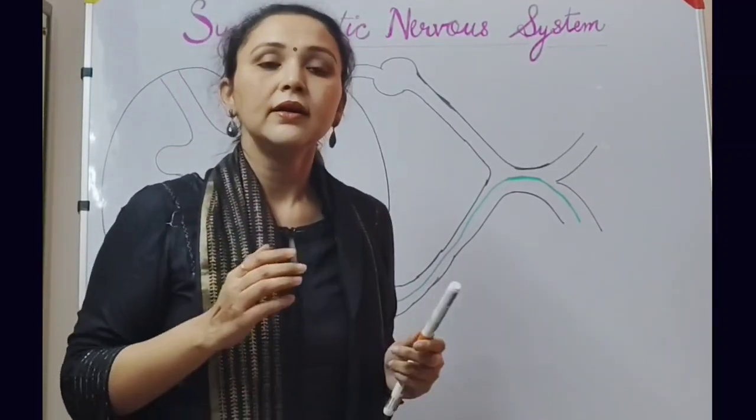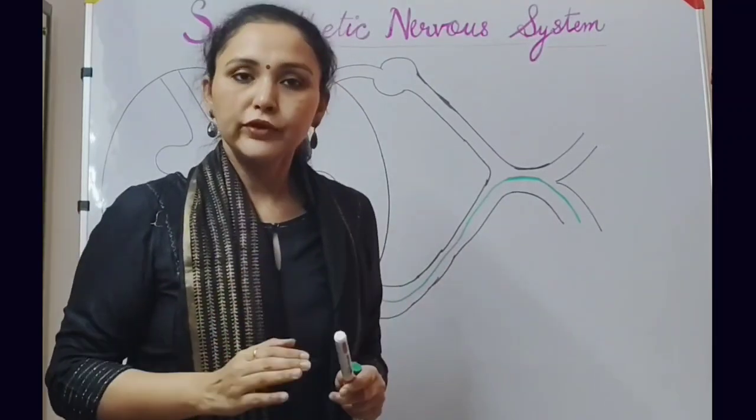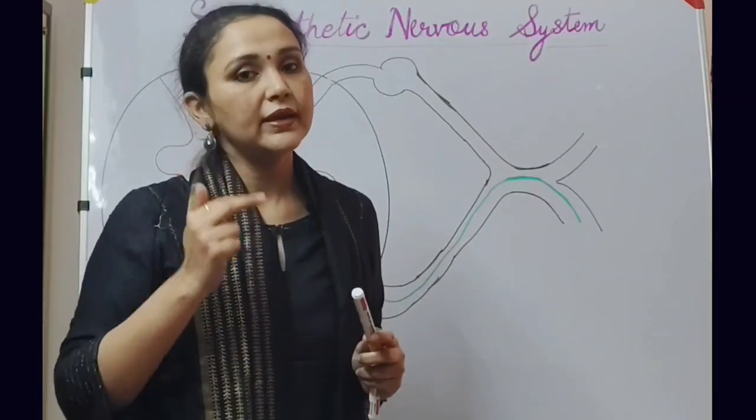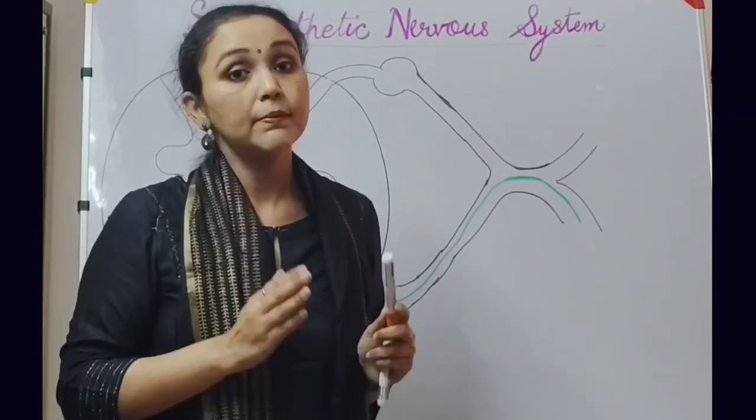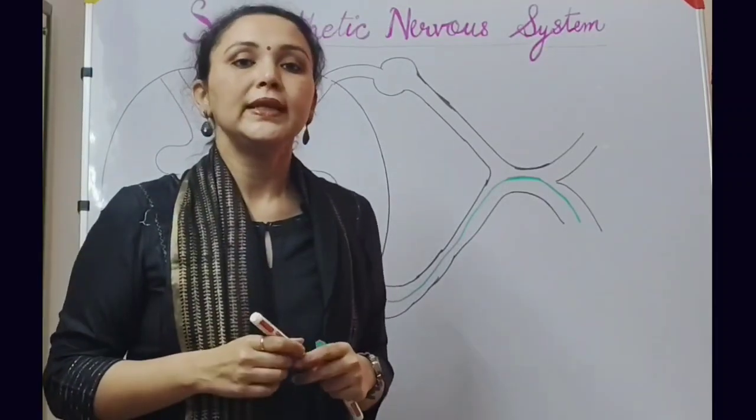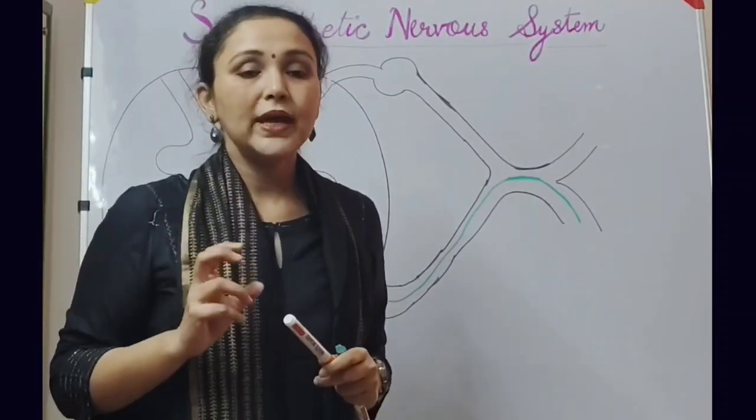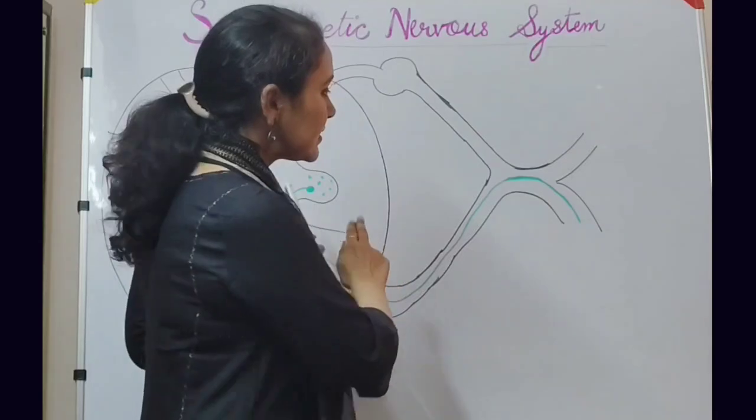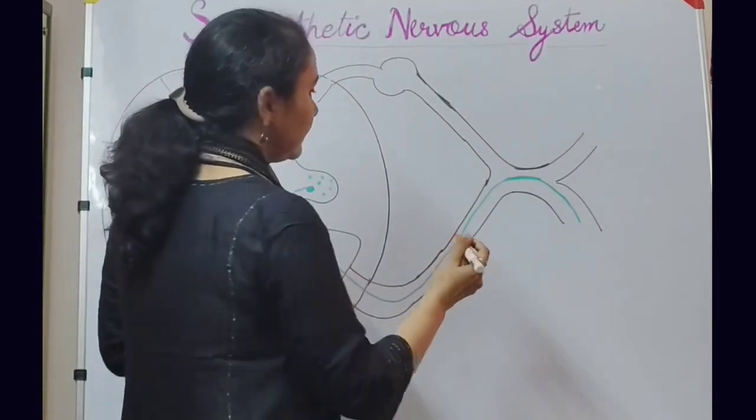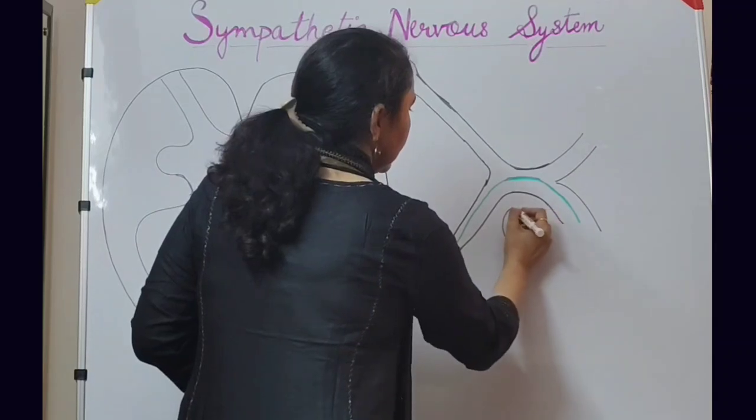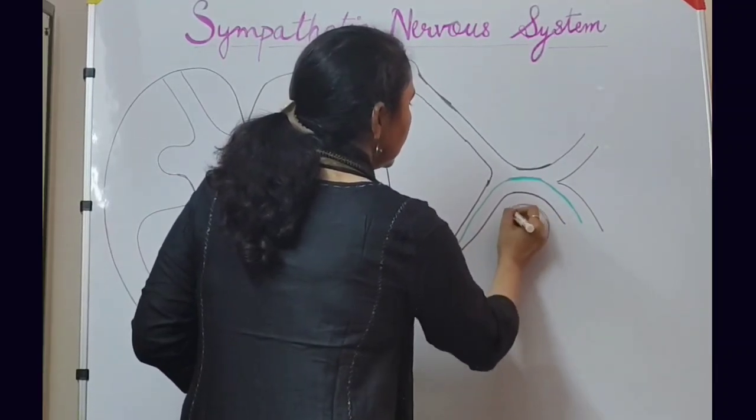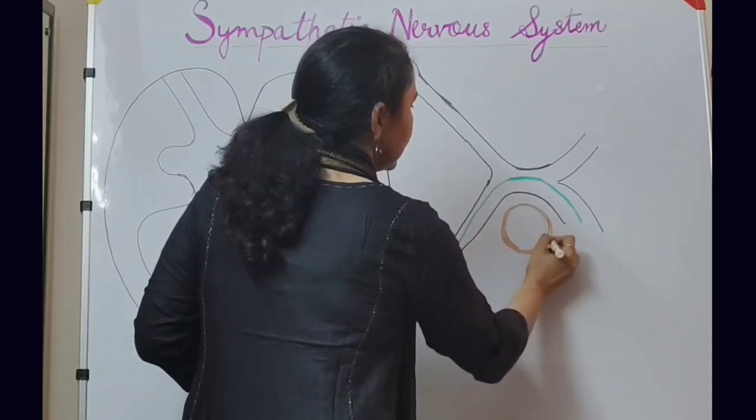Basically, what is a ganglion? It is a collection of neurons outside the central nervous system. So we have many neurons in the brain and the spinal cord, that is the central nervous system. But if we have collections of neurons outside the brain and spinal cord, we name them ganglia. So we have sympathetic ganglia. As this is exiting out, close to it there is the sympathetic ganglion. We are showing it with an orange color. These are just to make the understanding easy for you.